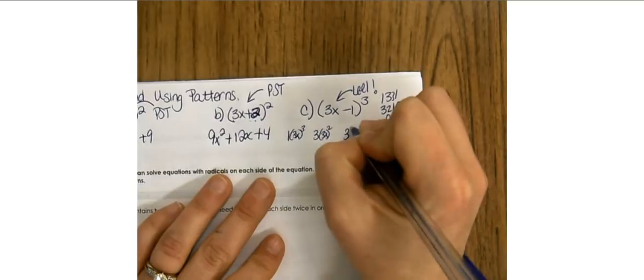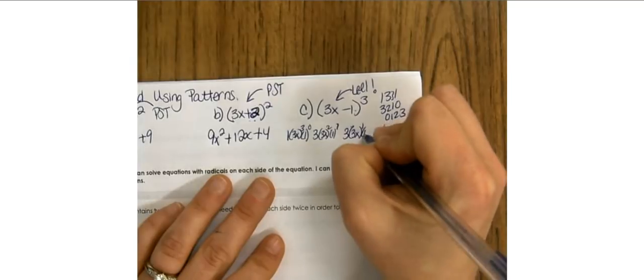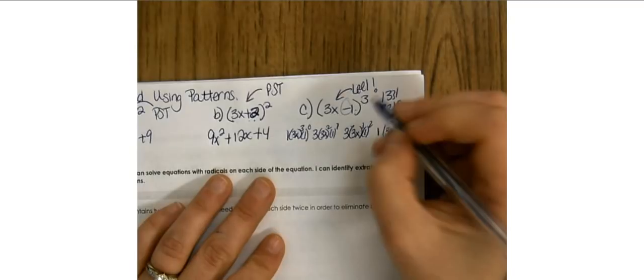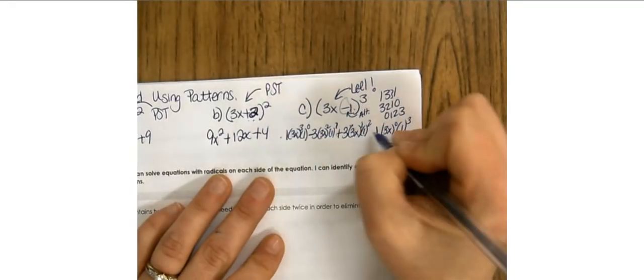I'm going to write down my first term, which is 3x, and I'm going to raise it to the third power, then 3x raised to the second power, then 3x raised to the first power, then 3x raised to the 0 power. Then I'm going to take my next term, which is 1, and I'm going to raise it to the 0 power, the first power, the second power, and the third power. Now, because this is a minus, we have to alternate our signs, positive, negative, positive, negative.